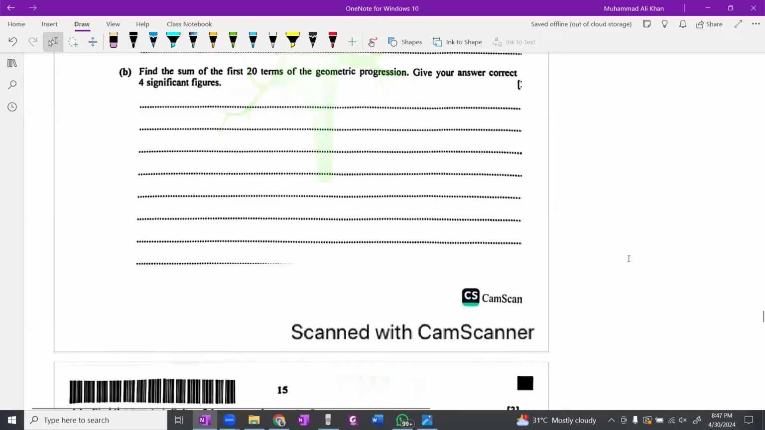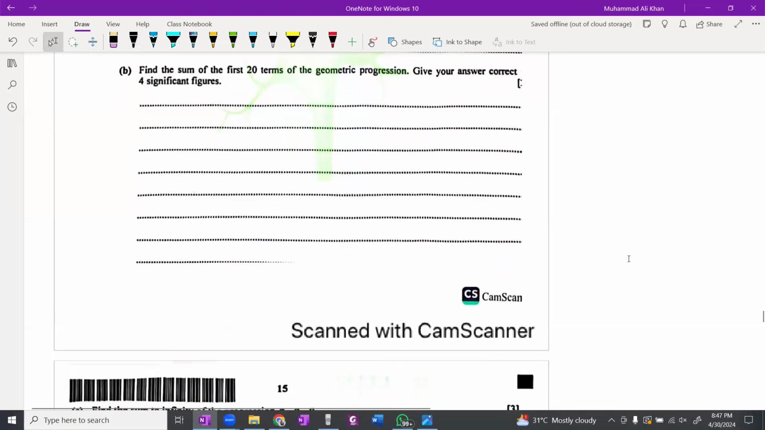And after that, find the sum of the first 20 terms of the geometric progression. Give your answer correct to 4 significant figures. So now, the sum of the first 20 terms by using the sum formula: S20 equals a, what is a? a is 2. r, what is r? 2 upon 3. r power n, n is 20, minus 1, upon r minus 1, 2 upon 3 minus 1. By using your calculator, find out the value, which is 5.998. This is the sum up to the first 20 terms.